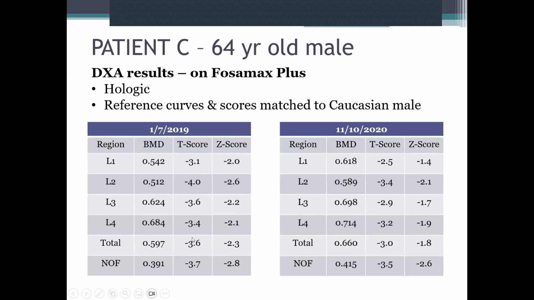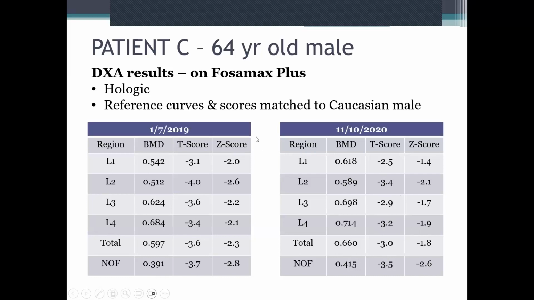Minus, less than -3. Even in 2020, it seems to have improved somewhat, but the L4 is still less than L2, L4 is still less than -3. Neck of femur is still very severely osteoporotic.